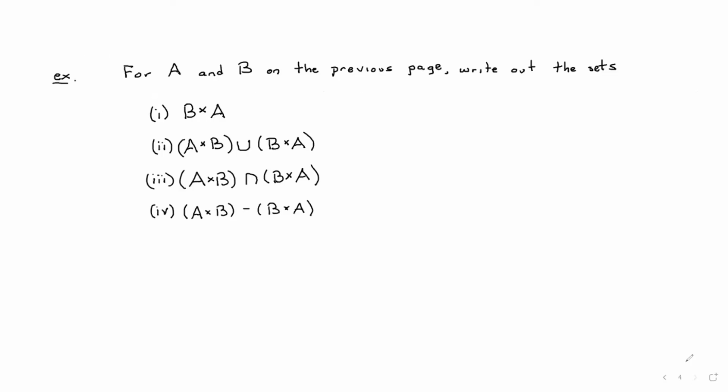Now, on your own, this is a good example here. You should probably try this because it'll help sort of elucidate some of those relationships I was talking about earlier. Now, if we're going to talk about A and B on the previous page, which I will go back to, you should try to write out the sets B cross A. It's not the same as A cross B. Number 2, A cross B union B cross A. And then the intersection, which is a little more important in this case, what is contained both within A cross B and B cross A. Finally, do the difference between A cross B and B cross A. See if you can come up with some sort of relationship that connects these 4 sets.